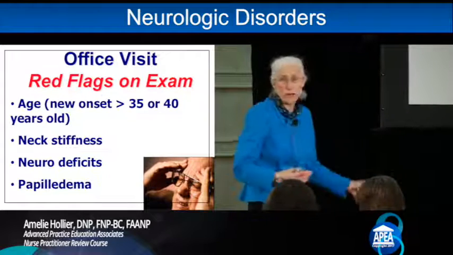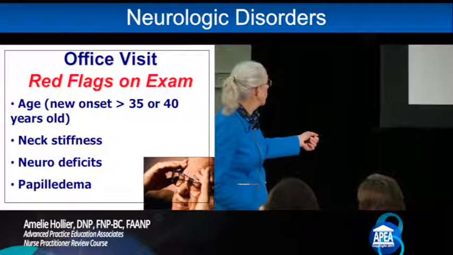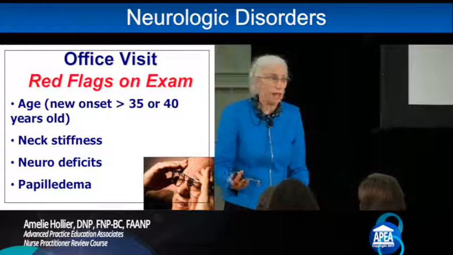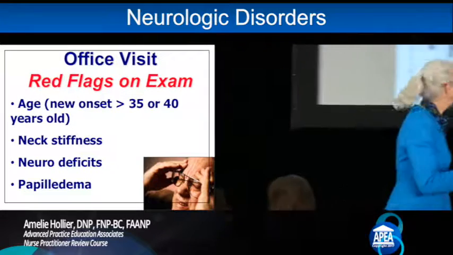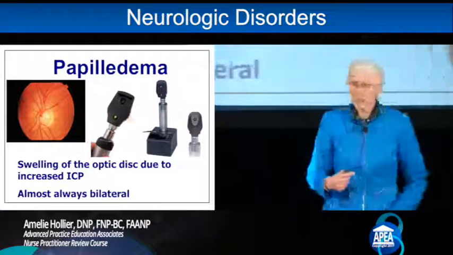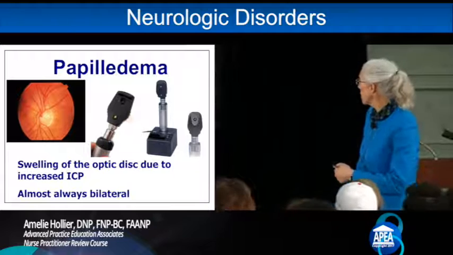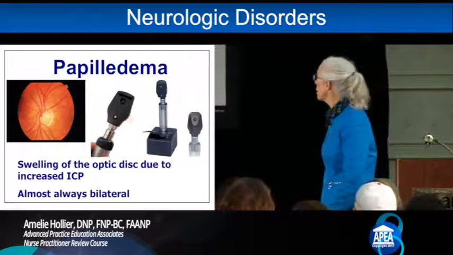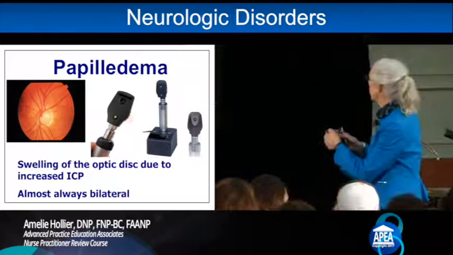So what do we look for as red flags on exam? Well, any neurodeficit, whether it's accompanied by neck stiffness, that's going to be a red flag. But so is papilledema, and I think you're going to see that one on the exam. An example of papilledema, obviously, is swelling of the optic disc. It almost always is secondary to increased intracranial pressure. It typically is bilateral. And look at this instrument right here.